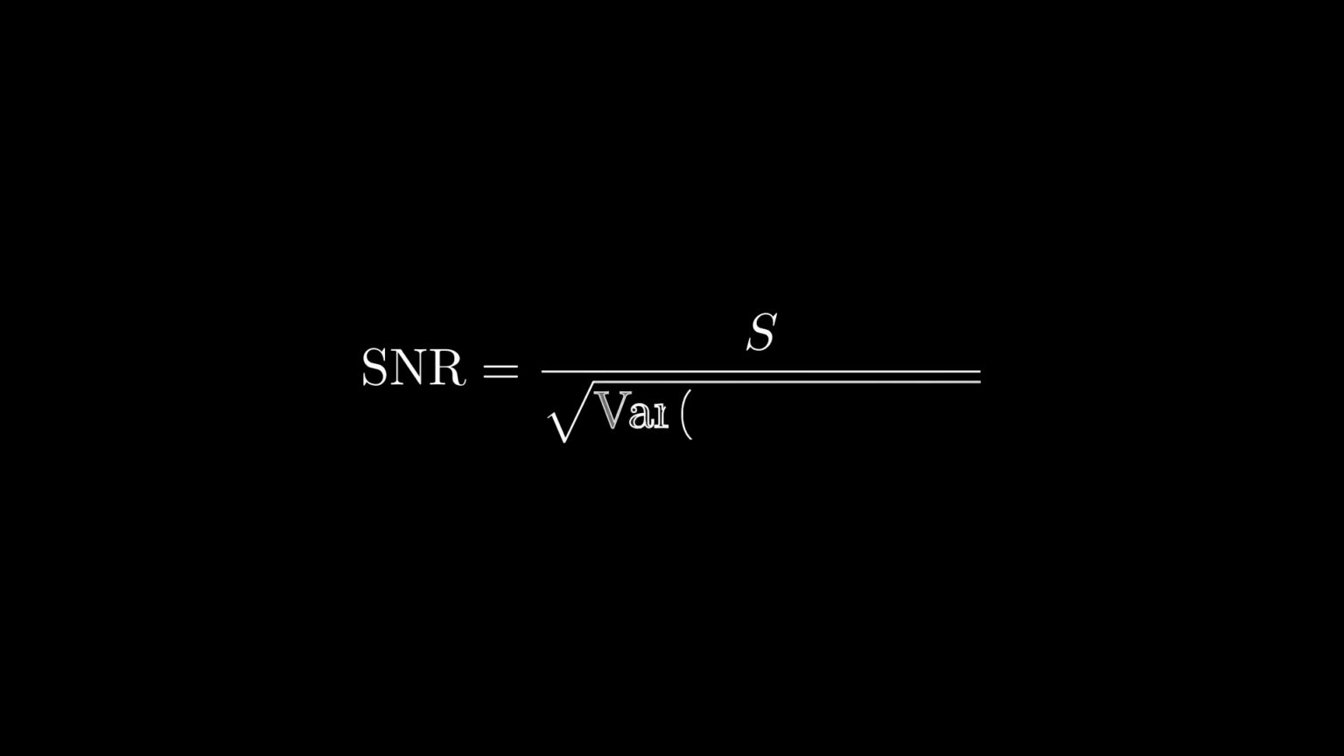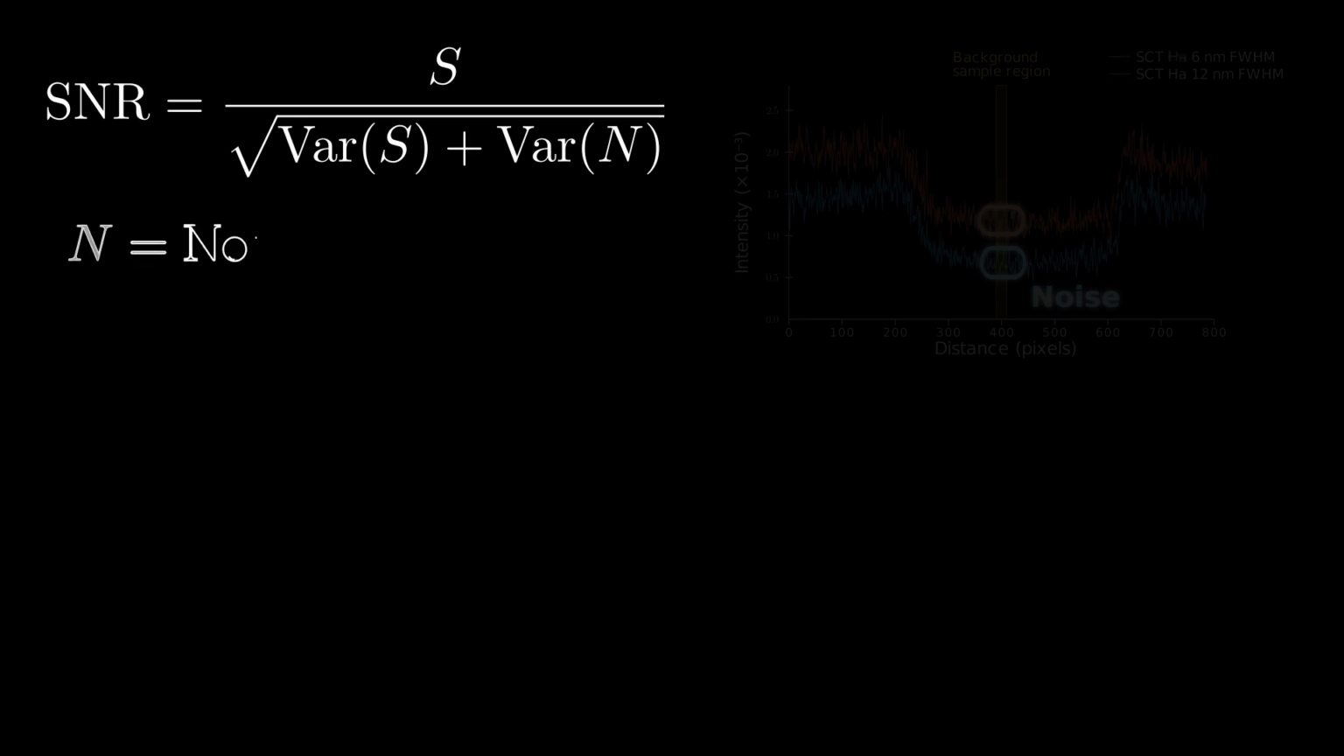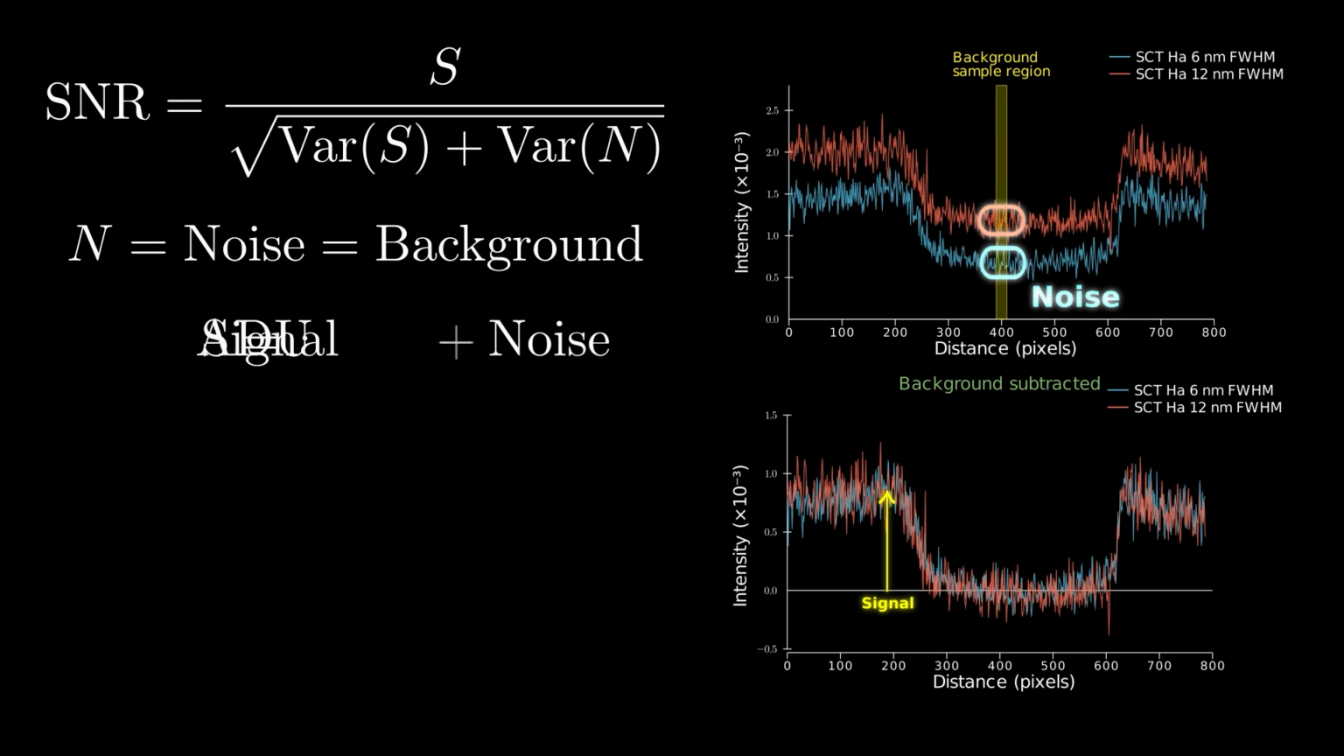The SNR is the ratio of the signal S, divided by the square root of the sum of the variance in the signal and the variance in the noise. To calculate the signal and noise parameters, we're going to use our cross-sections. For the signal, we can just look at the background subtracted cross-section and use the intensity as the signal.